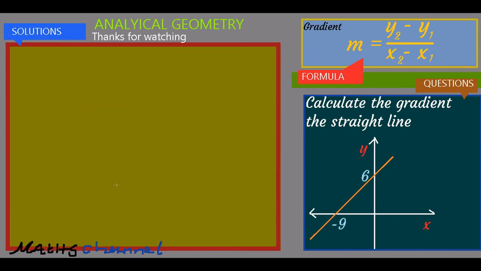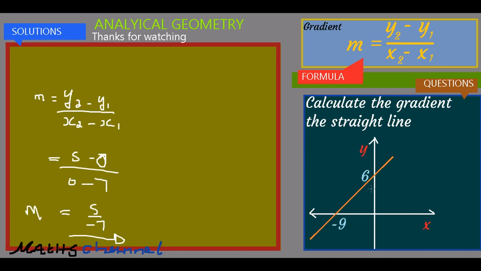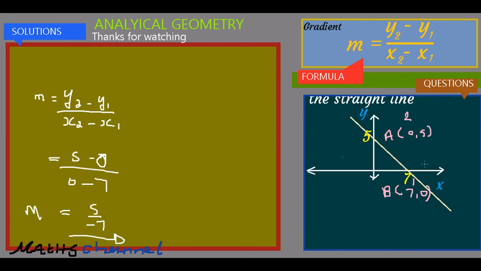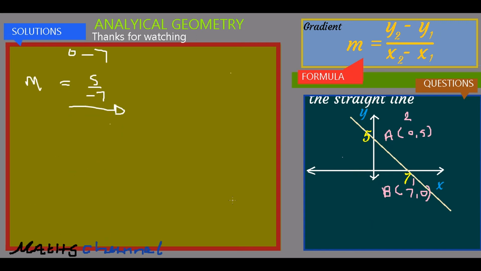And then we have the same thing here. This shows that it's a negative gradient. This one is negative because we found a negative gradient, a negative slope. Let's check this one.